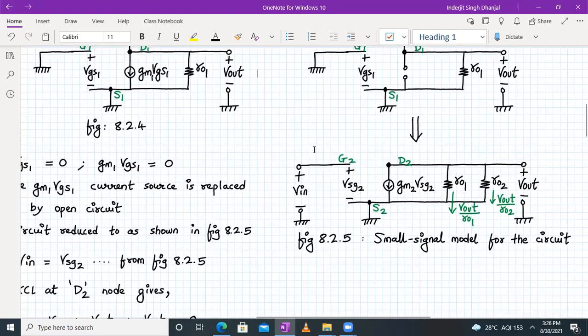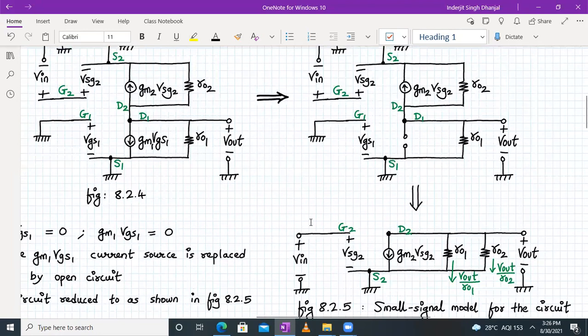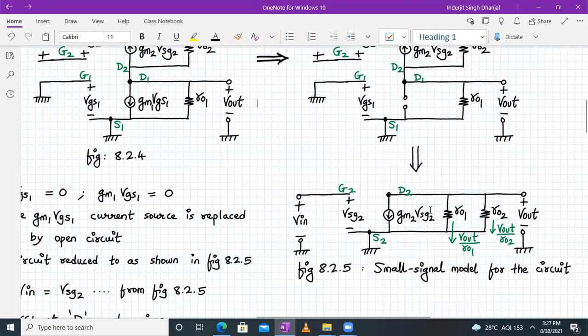So here we have VIN, the same circuit, only I have reversed it, right? Here we have G2, VIN, plus minus VSG2 between gate 2 and source 2. Between drain 2 and source 2, we have gm2 VSG2 in parallel with RO1 and RO2, and we have the output voltage across RO1. Right? Now this is the small signal model of the circuit. Since this VOUT is across RO1 and RO2, the current flowing through RO2 will be VOUT upon RO2, and the current flowing through RO1 will be VOUT upon RO1.